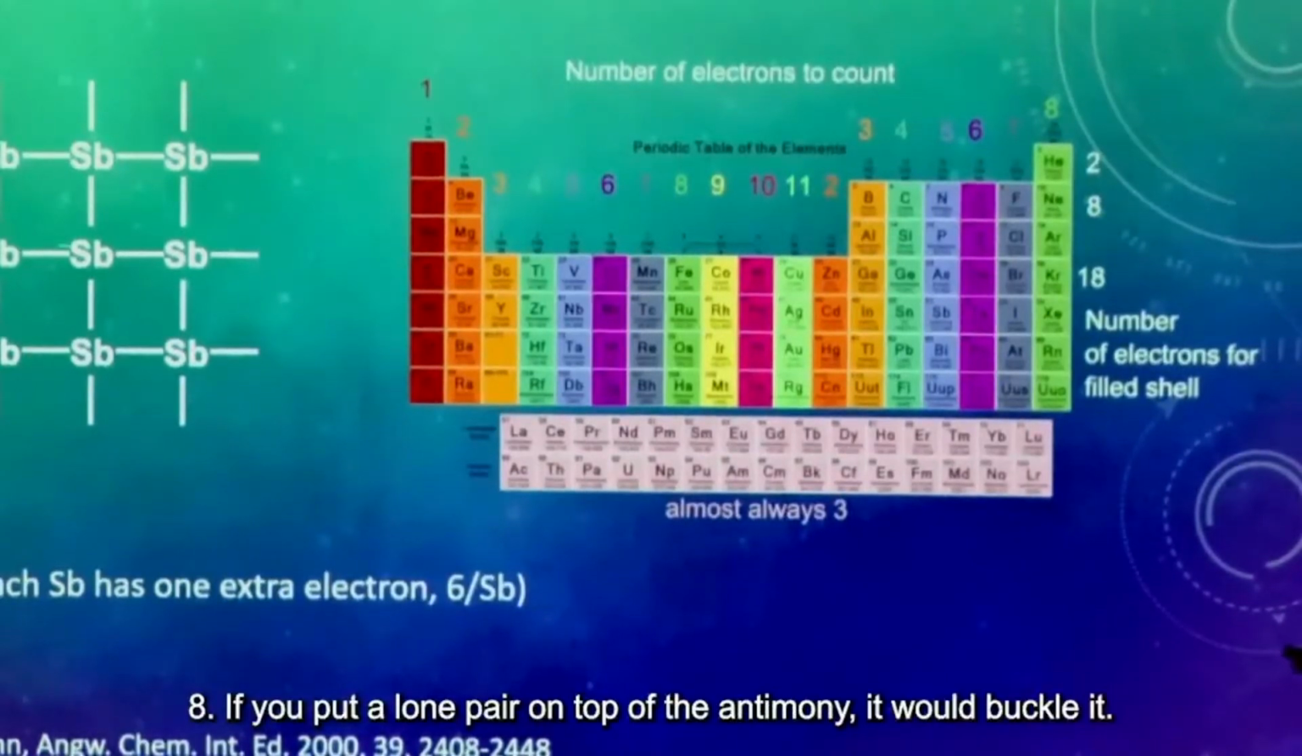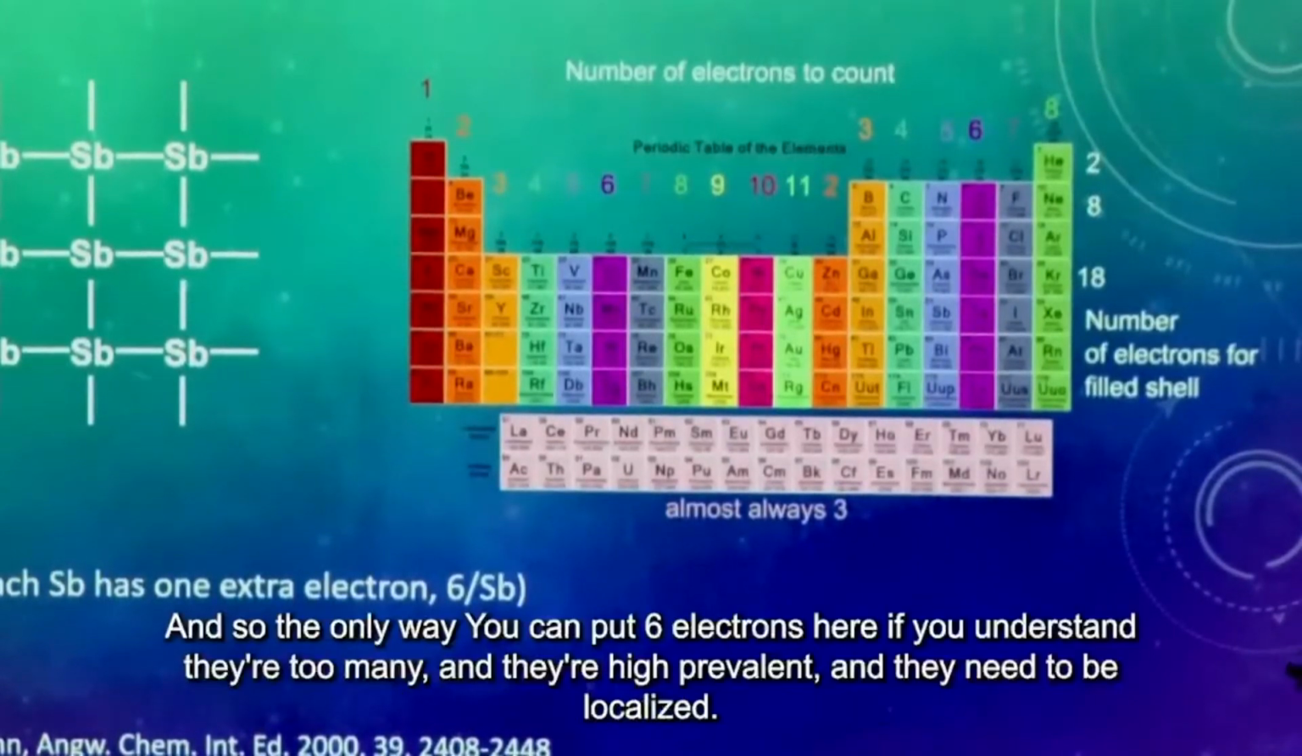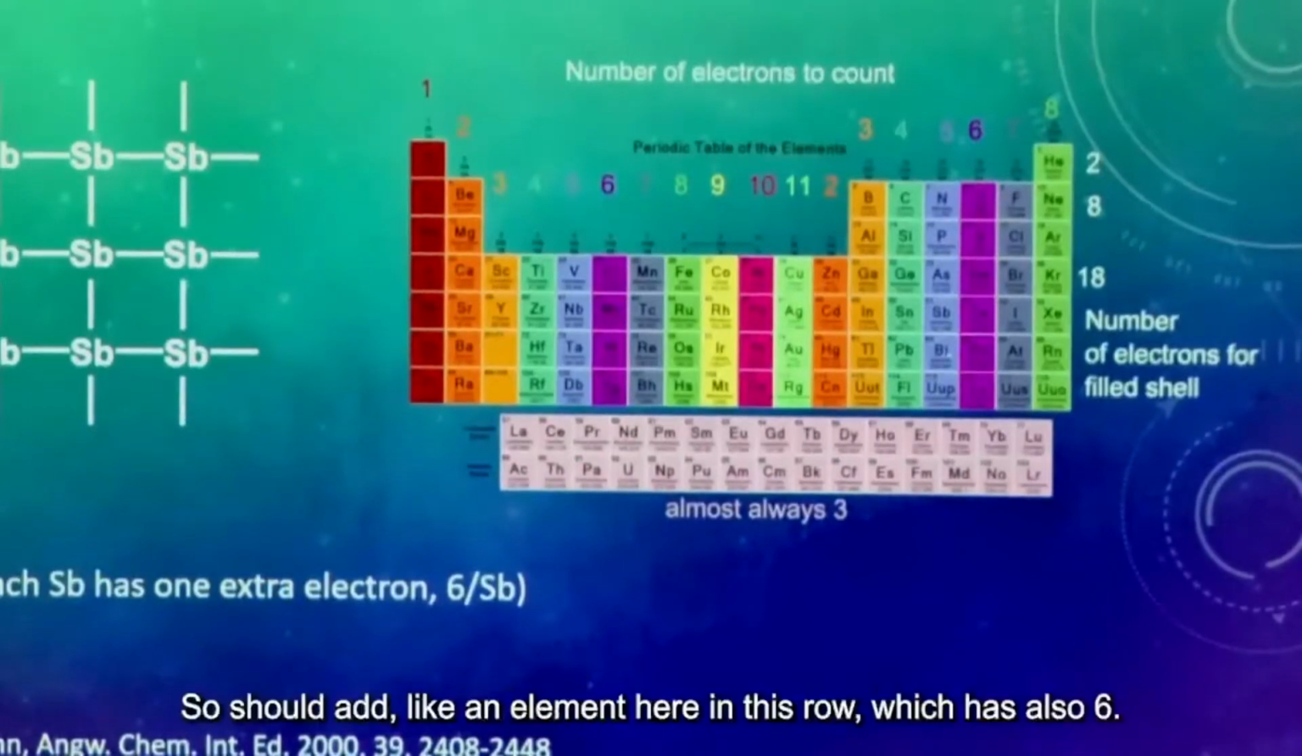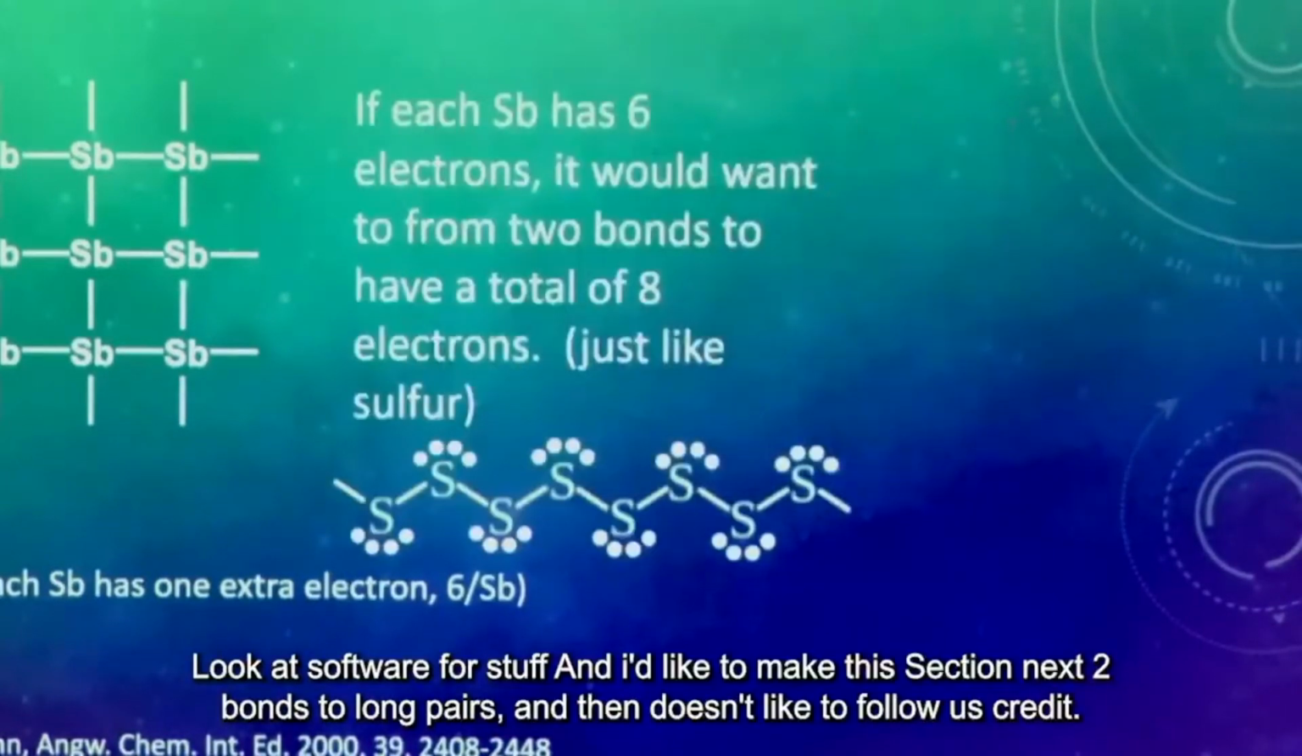If you put a lone pair on top of this antimony, you would buckle it. And so the only way you can put 6 electrons here is if you understand there are too many, they're hypervalent, and they need to be delocalized. You can also think about it as something like an antimony minus with 6 electrons, so it should act like an element in this row, which also has 6 electrons. So let's look at sulfur, for example, that likes to make zigzag chains, where it makes 2 bonds, 2 lone pairs, and doesn't like to form a square net.